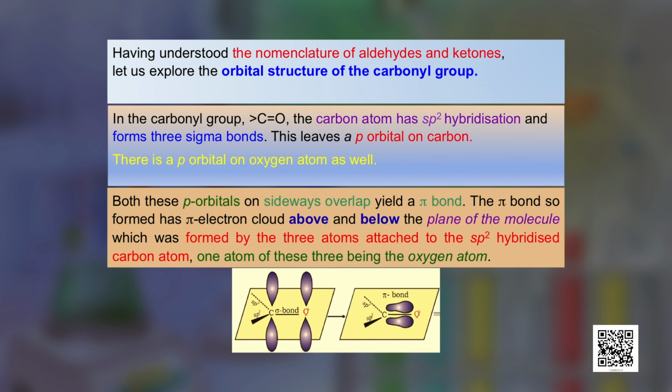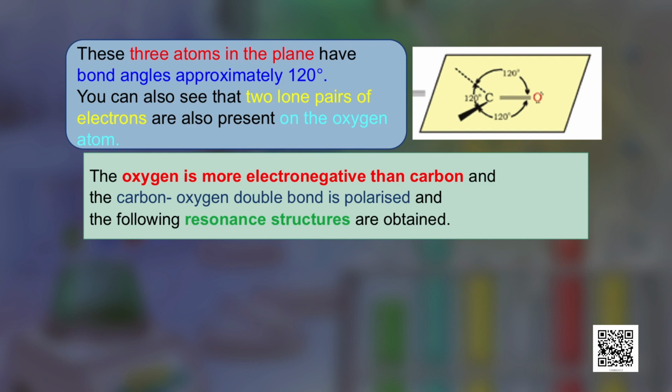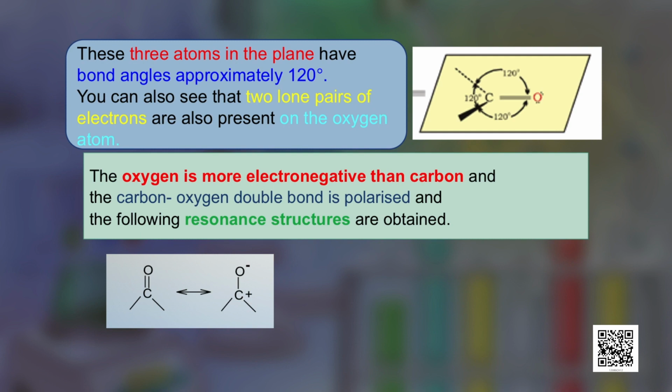one of these atoms being the oxygen atom. Now, these three atoms which are in a plane, which are attached to the carbonyl carbon, are approximately at an angle of 120 degrees. And you can also see that there is a lone pair of electrons present on the oxygen atom. Oxygen is more electronegative, as you know, than carbon, and the carbon oxygen double bond is polarized. How? You can see in the resonance structures given here that there is a negative charge on the oxygen and a positive charge on the carbon.